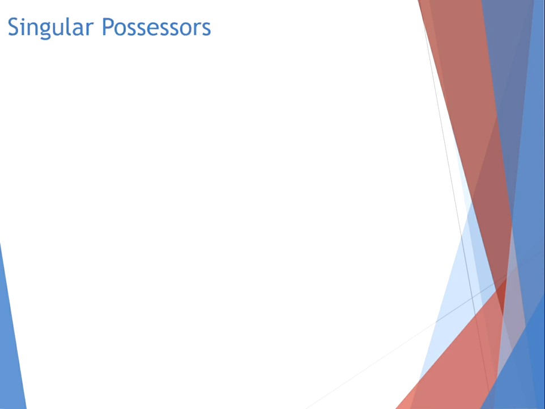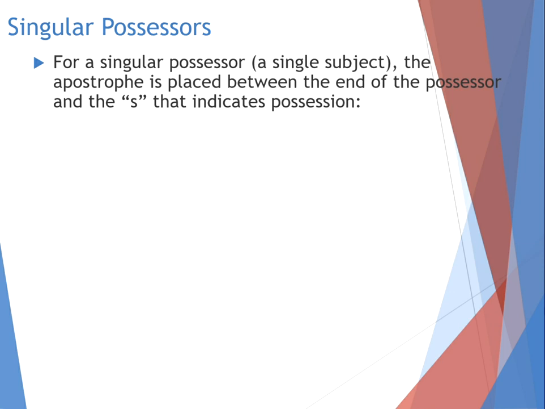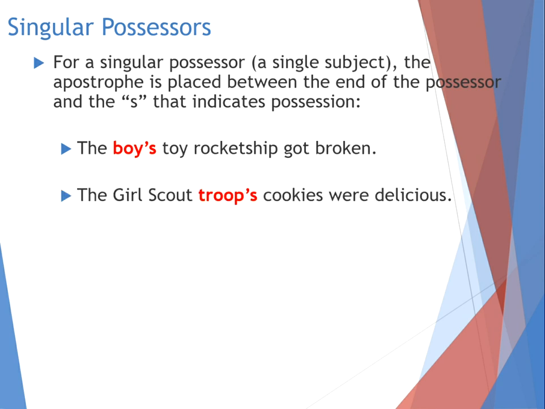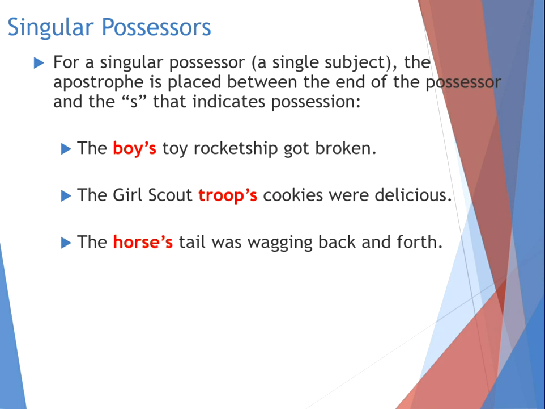Singular possessors. For a singular possessor, a single subject, the apostrophe is placed between the end of the possessor and the S that indicates possession. The boy's toy rocket ship got broken. B-O-Y apostrophe S. The Girl Scout troop's cookies were delicious. T-R-O-O-P apostrophe S. The horse's tail was wagging back and forth.